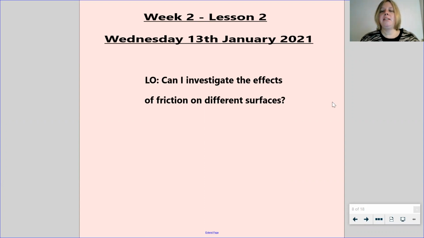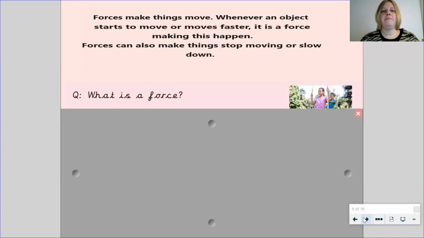We're going to begin today's lesson by having a recap of what we learnt yesterday. Yesterday, we learnt about forces. Forces make things move. Whenever an object starts to move or moves faster, it is a force making this happen. Forces can also make things stop moving or slow down. Have a little think about what a force is.